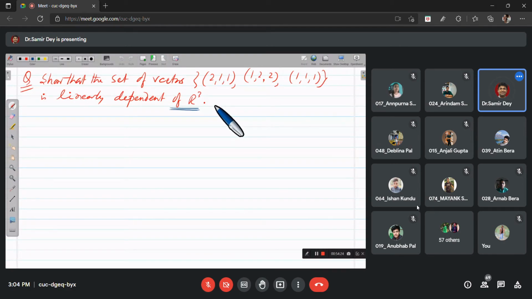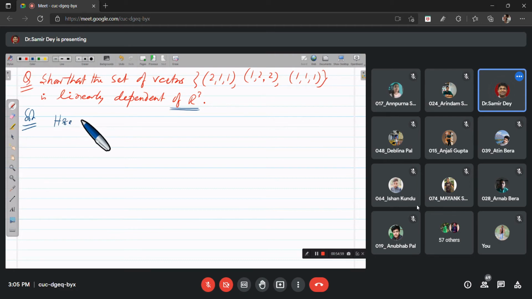So this is a basic difference. Sometimes you can see we write R cube, sometimes you may not have this information. But when you see all the data are coming from the real part, that means this set of vectors all belong to R cube. But the concept all remains the same. Now let's see the solution. How to check linearly dependent part?